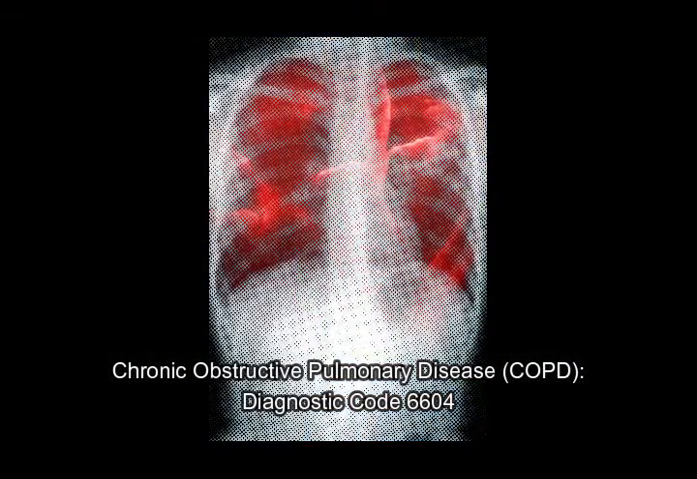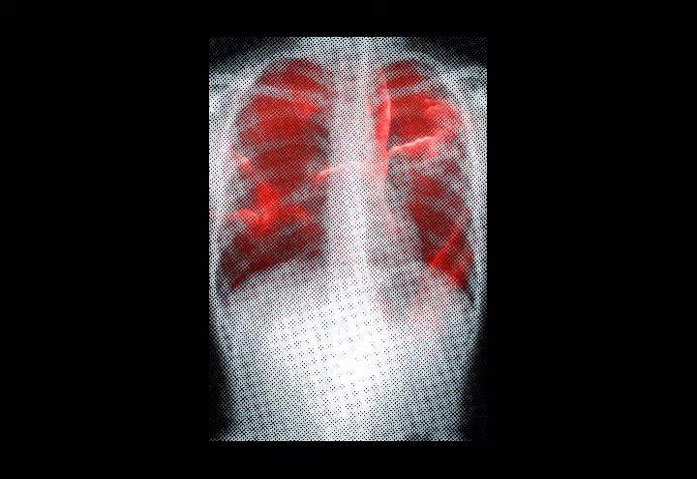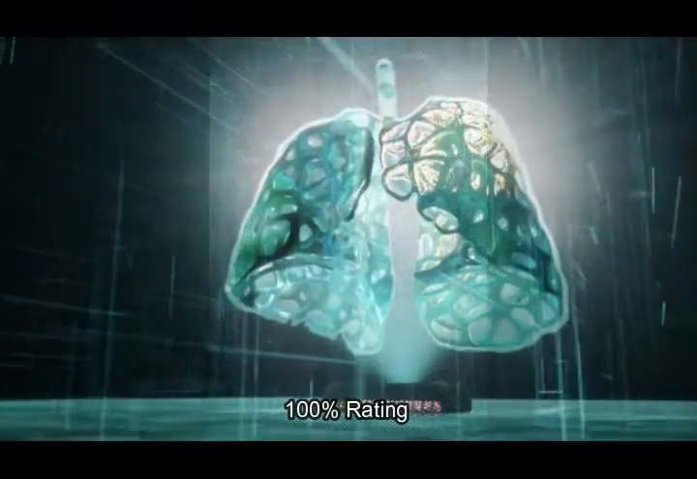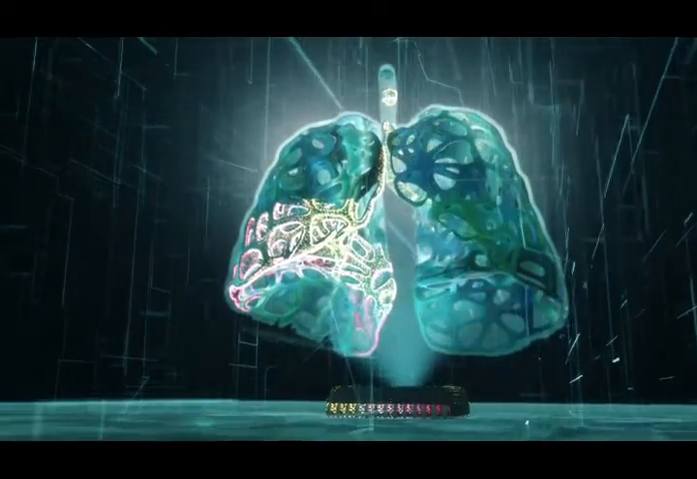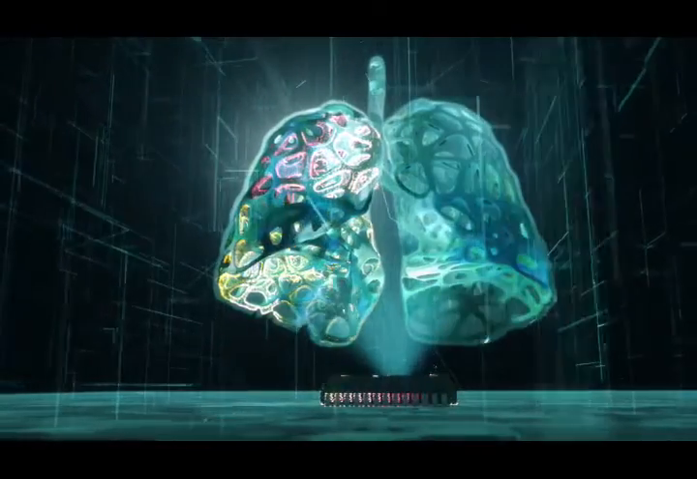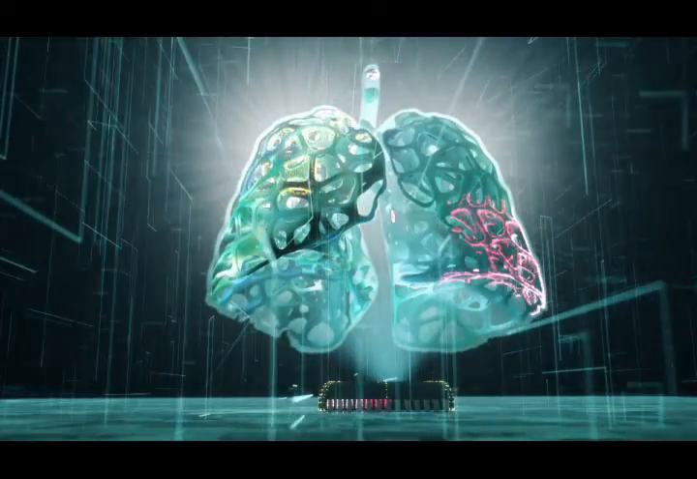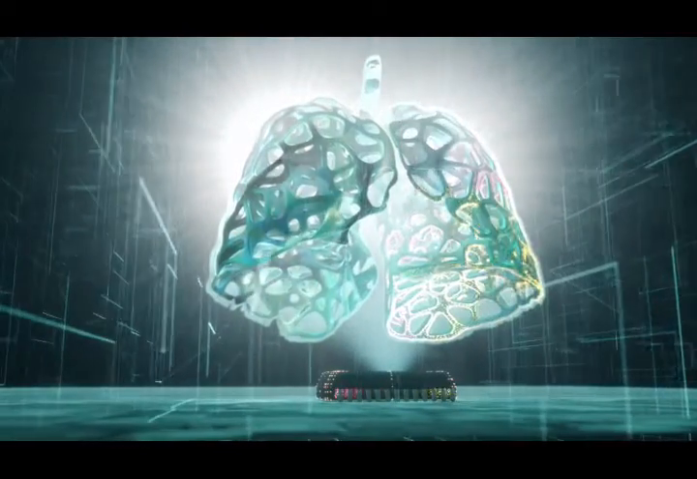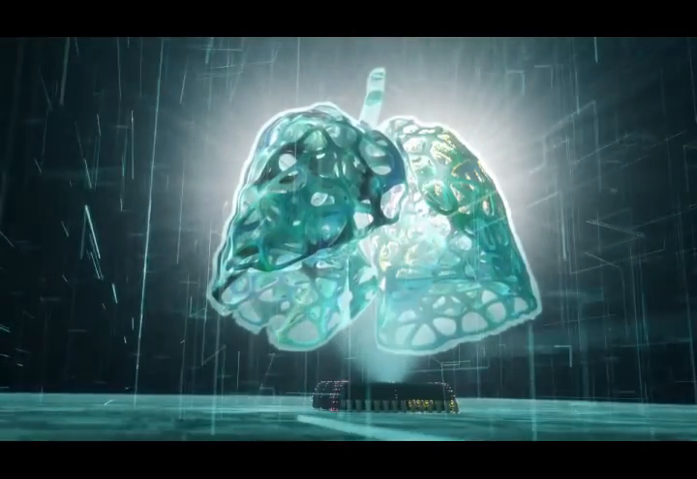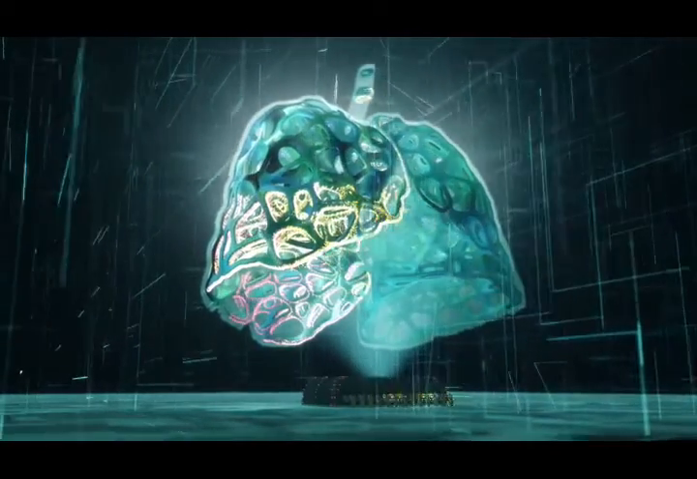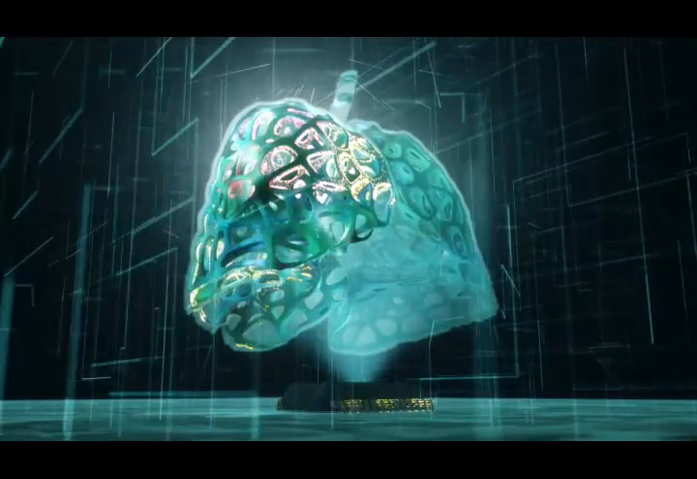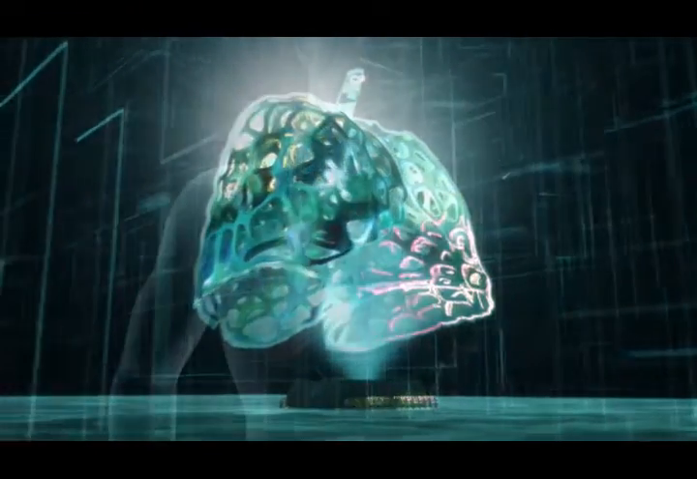Chronic obstructive pulmonary disease (COPD), diagnostic code 6604. COPD ratings are similar to those for emphysema, based on FEV1 or FVC ratios, DLCOSB, and exercise capacity. 100% rating. FEV1 less than 40% predicted, or FEV1 or FVC less than 40%, or DLCOSB less than 40%, or maximum exercise capacity less than 15 milliliters per kilogram per minute, or cor pulmonale, right ventricular hypertrophy, pulmonary hypertension, acute respiratory failure, or requires outpatient oxygen therapy.